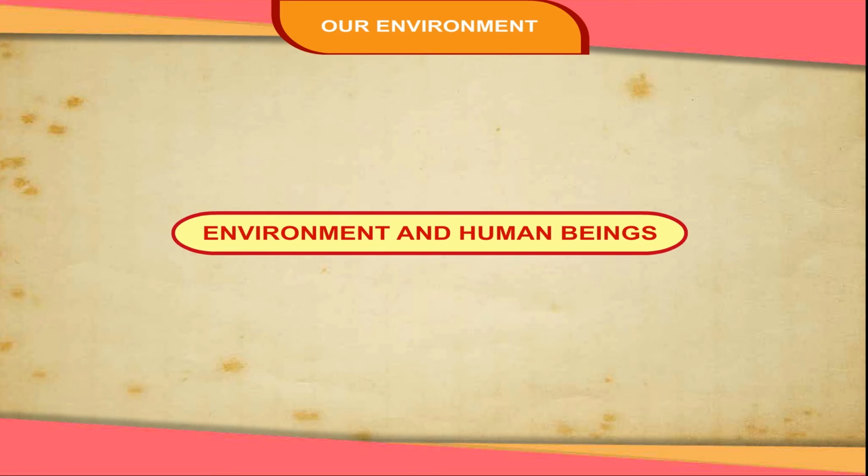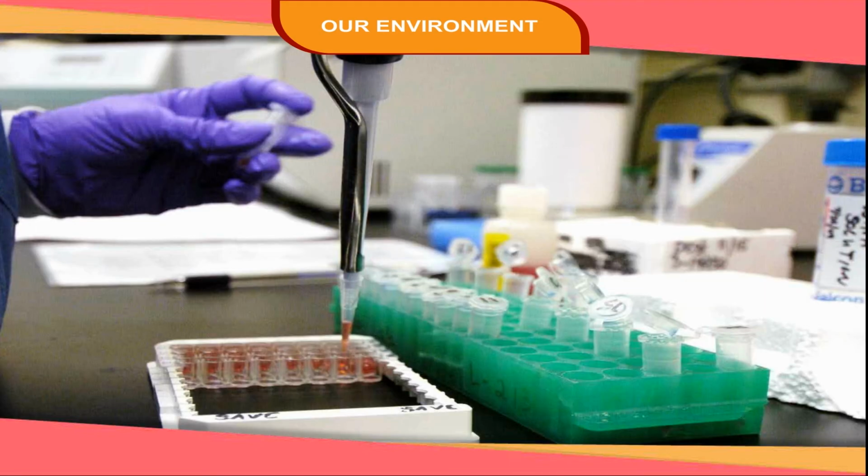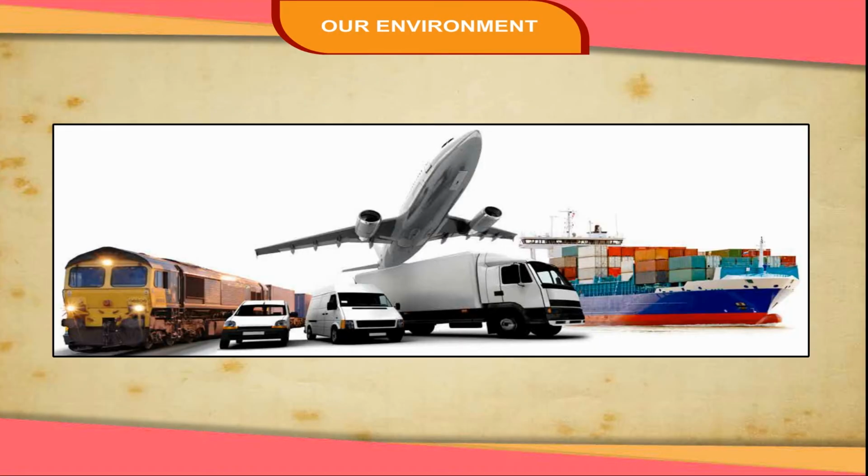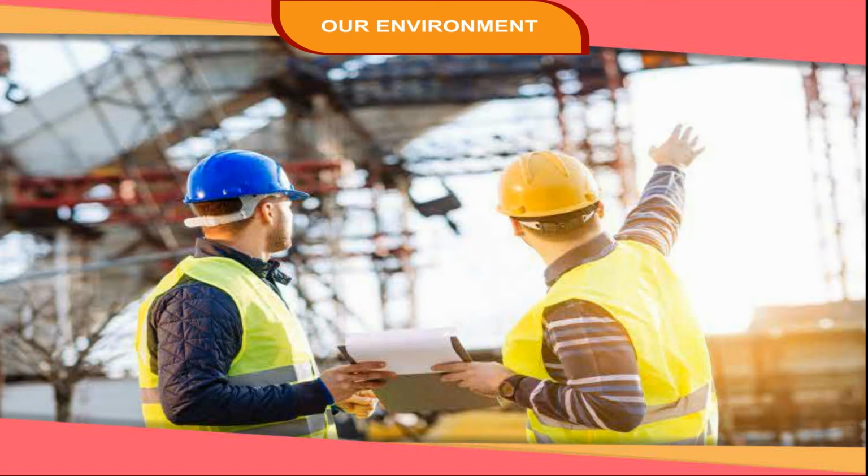Environment and human beings. With the advancement in science and technology, human interference with the natural environment is increasing alarmingly. Human activities such as agriculture, mining, transport, industry and construction, etc., have adversely affected our environment in a number of ways and now pose a great threat to it.